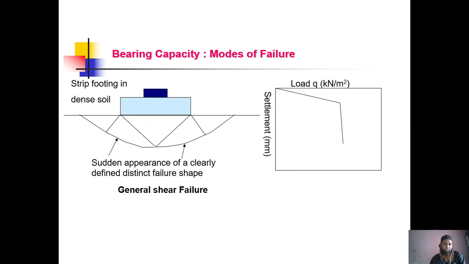Now you can see the bearing capacity modes of failure: strip footing in dense soil. Basically, if there is dense soil, then we go for strip footing. There is a sudden appearance of a clearly defined, distinct failure shape, and because of that a general shear failure takes place. As the load increases, the settlement also increases. So all this has to be seen properly.